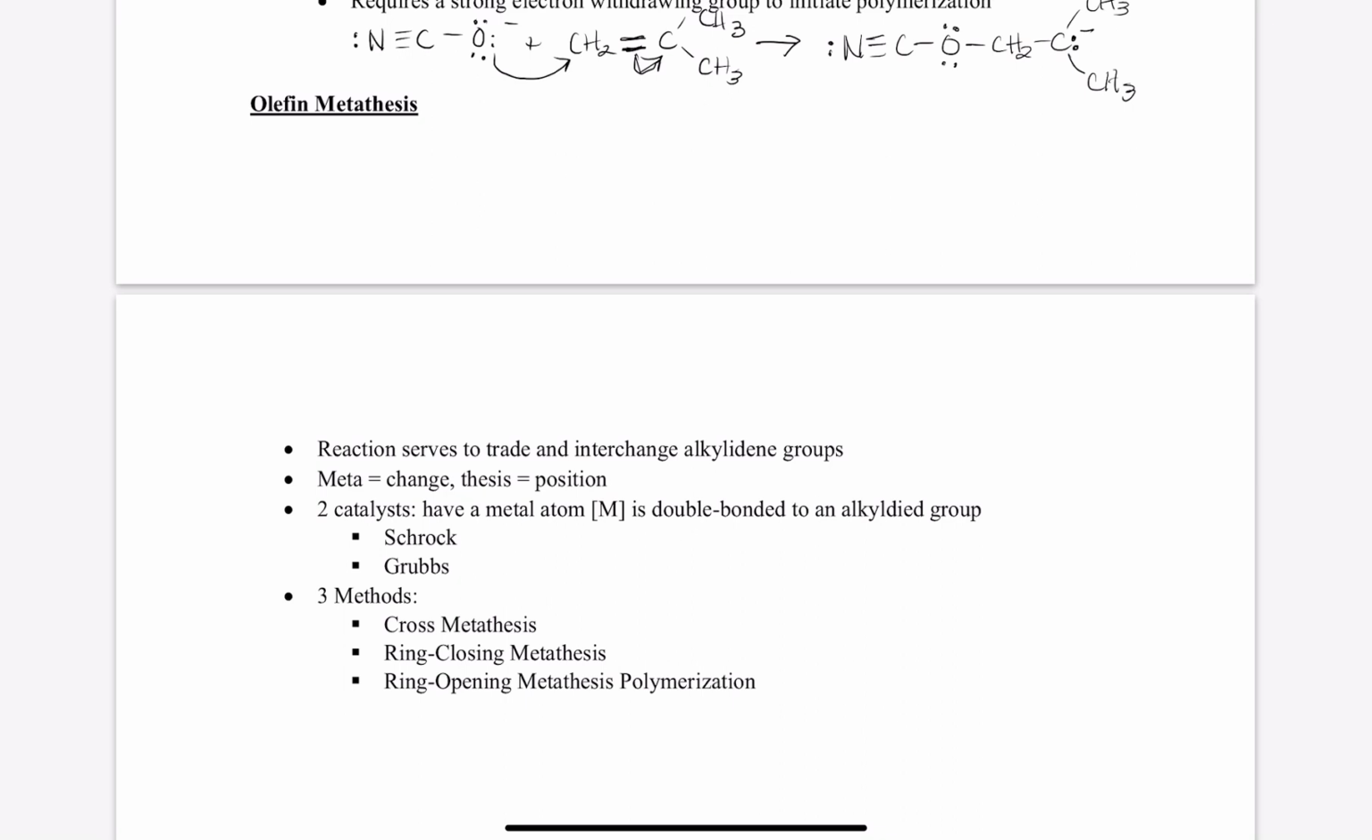There are two catalysts that we could use. There's Schrock and then there's Grubbs. Both of these catalysts have a metal atom, signified by M in brackets, and it's double bonded to an alkylidene group. Alkylidene groups are just a double bond, CH, and then some type of alkyl group. So both Schrock and Grubbs have catalysts that look somewhat like this.